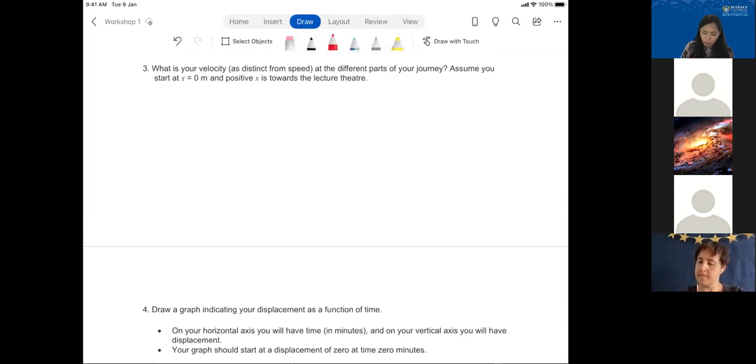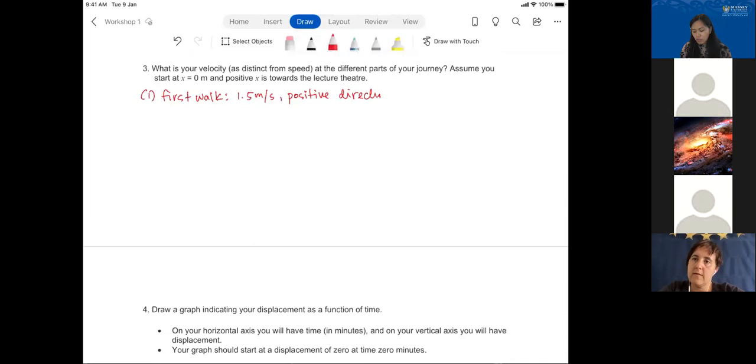So for the first segment, for your first walk, the problem stated that you were walking at 1.5 meters per second, and you're walking towards the direction of the lecture theater, and towards the lecture theater was indicated to be a positive direction. And this is given information in the problem, right?